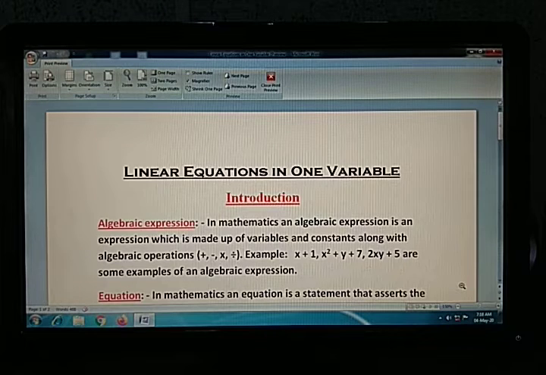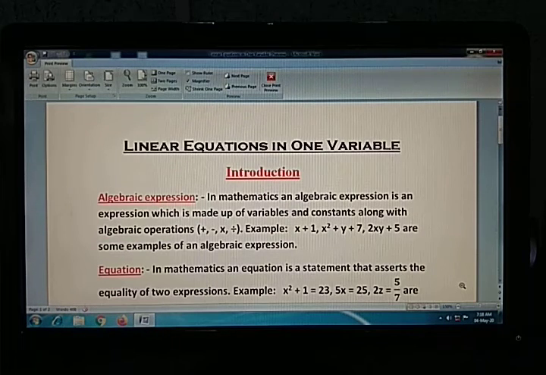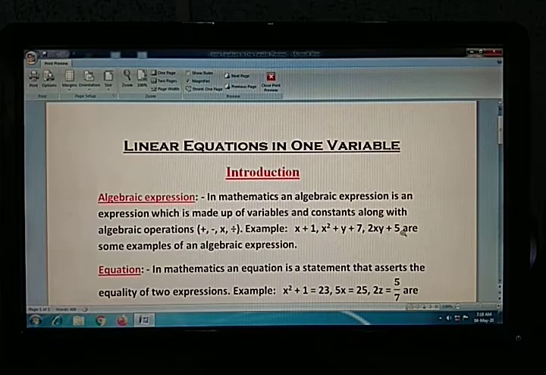So let us begin. As you can see, in the first definition it is given what is algebraic expression. In mathematics, an algebraic expression is an expression which is made up of variables and constants along with algebraic operations. That is, these are the 4 operations: plus, minus, multiplication and division. Some examples are x plus 1, x square plus y plus 7, 2xy plus 5. So these are some of the examples of algebraic expression.